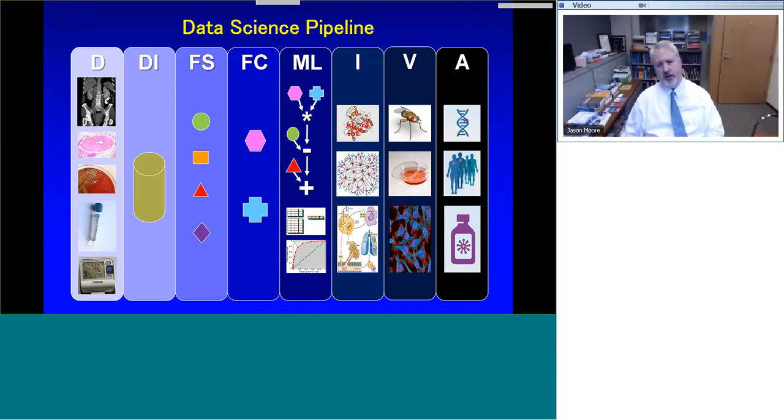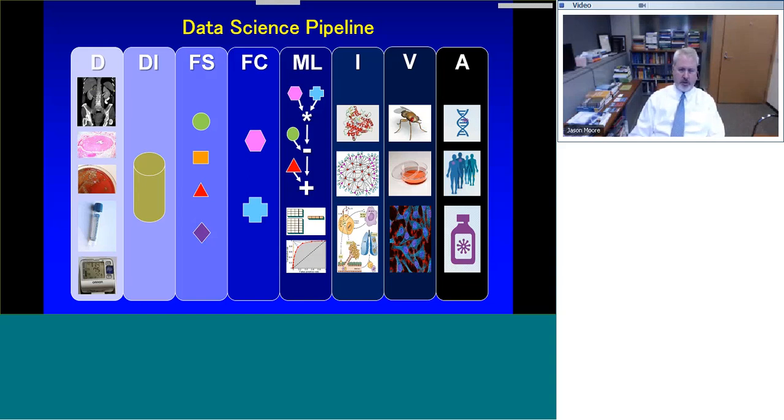Now, what I've illustrated here is my version of the data science pipeline. These are the steps that you would need to go through to go from data experiment to clinical application, for example. So shown on the left side is diverse data sources that we collect about patients. The next step is data integration, and I'll step through these one at a time here in a second. The next step is feature selection, feature construction, machine learning, interpretation, experimental validation, and finally clinical application.